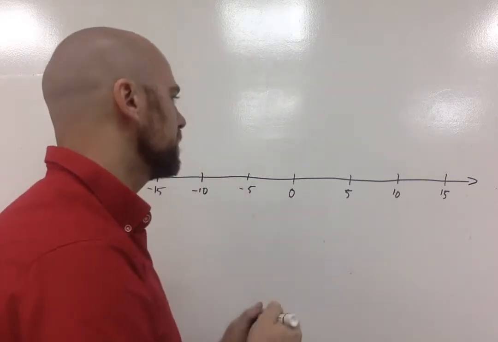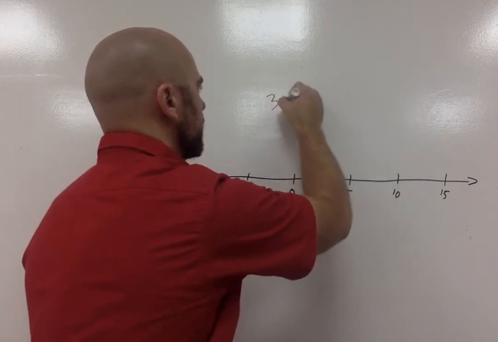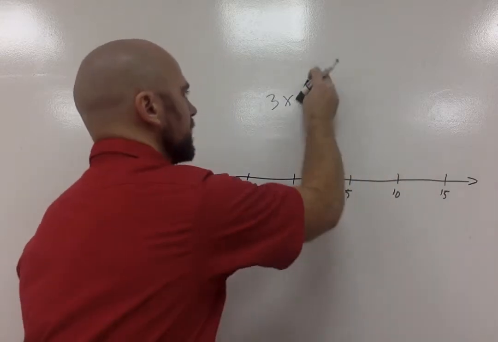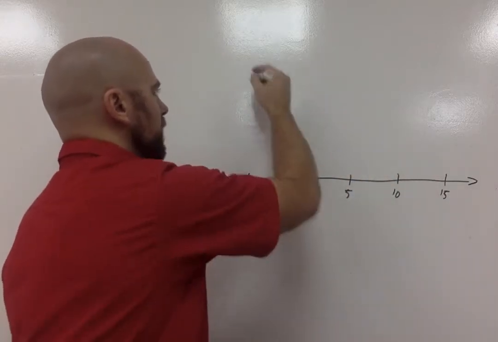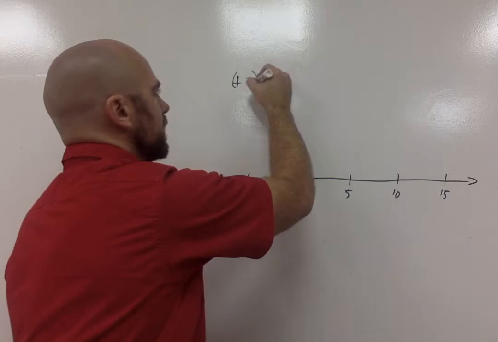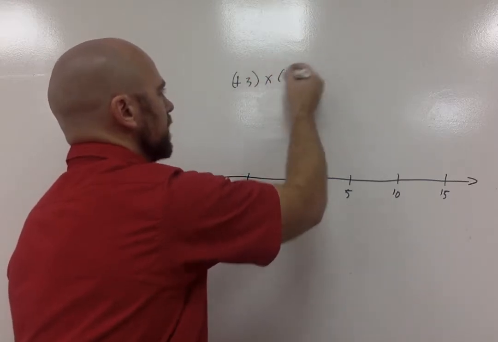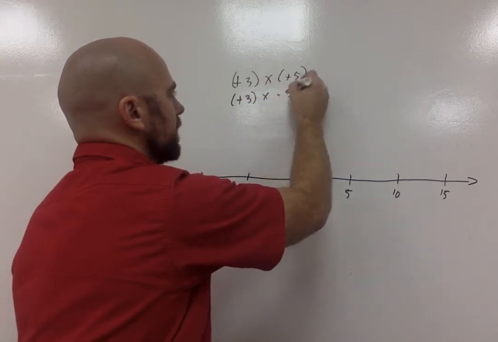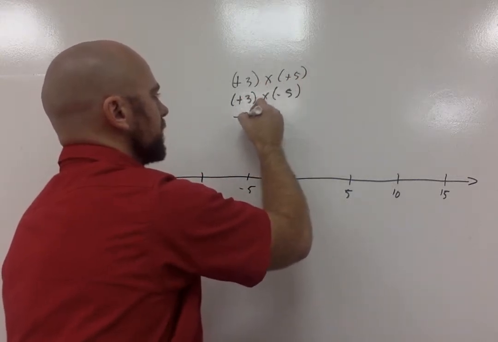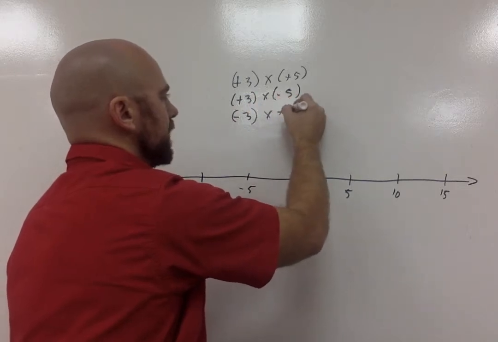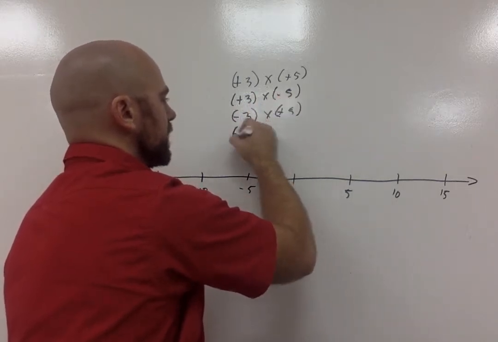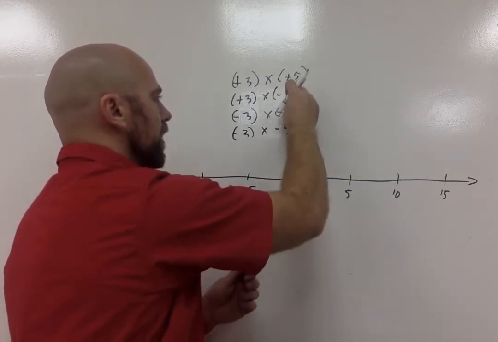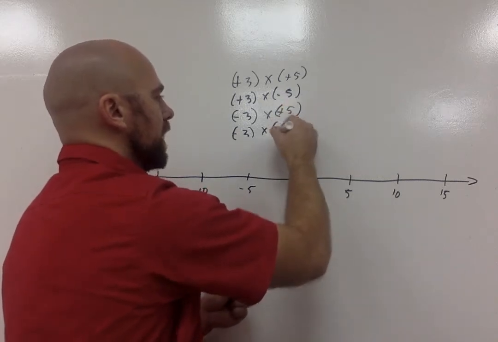So the question that I'm going to be using is 3 times 5, and my 3 times 5 is going to change. So I'm going to do positive 3 times positive 5, positive 3 times negative 5, negative 3 times positive 5, and then negative 3 times negative 5. So we're going to go through all the possible ways that we're going to do this.